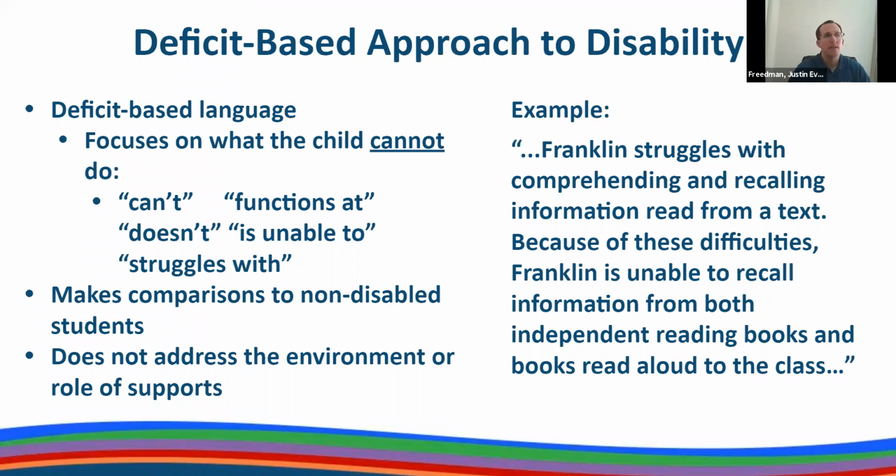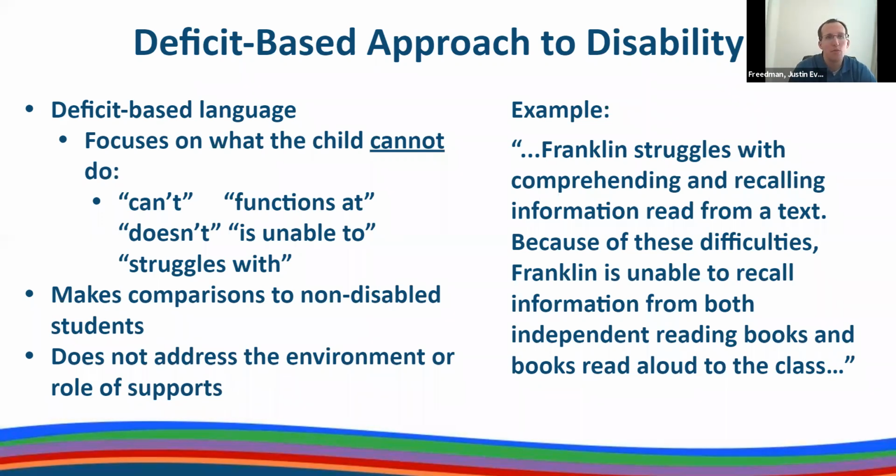First, we may commonly see approaches to describing students that are not strengths-based, that take more of a deficit-based approach. For example, we may often see language that focuses on what the child cannot do. We may see language describing them in their individualized education plan, such as that they can't do something, they function at a low level, they're unable to do something, or they struggle with something. Oftentimes, we make comparisons between students with disabilities and students without disabilities as a way to describe the deficit that a student with a disability has.